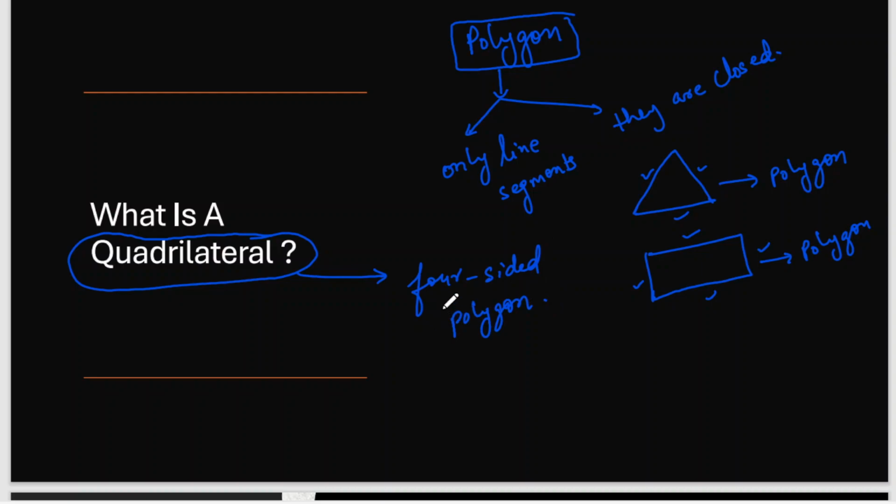Now we have covered what a polygon is. If you go more basic, quad means four and lateral means side. That means a quadrilateral is a polygon which is made up of four sides. Now you have clarity on what a quadrilateral is.